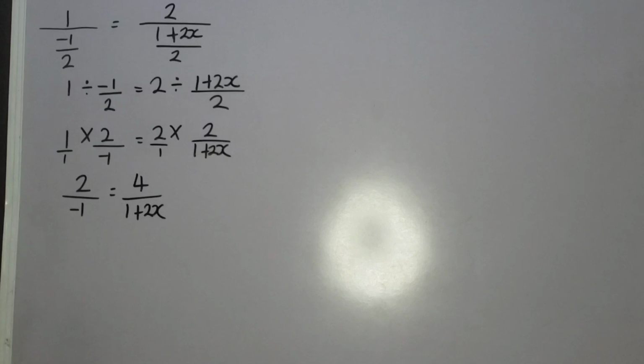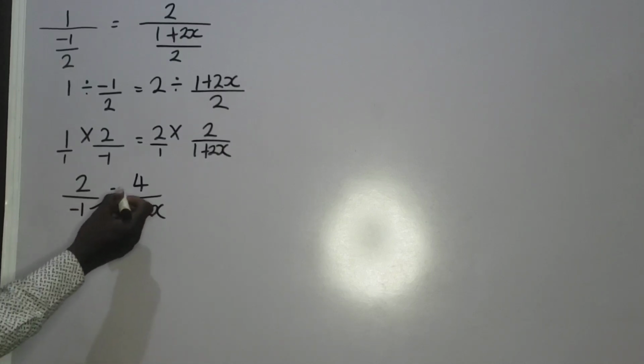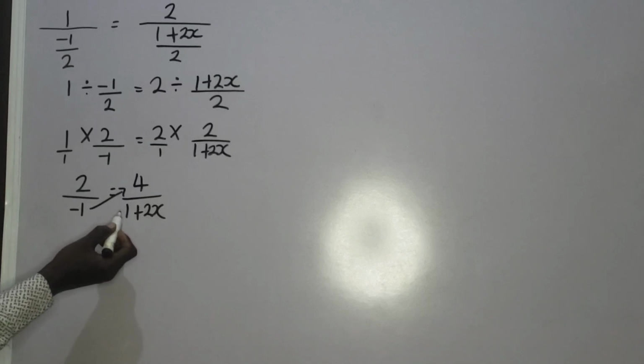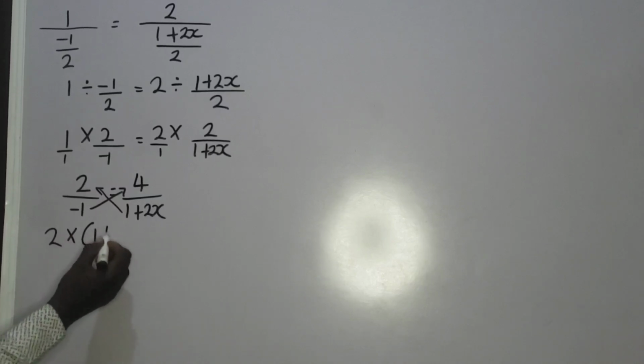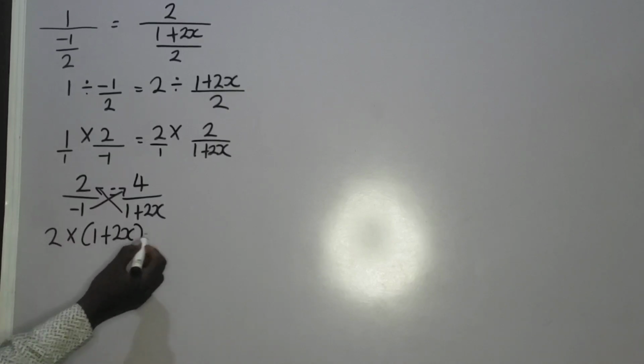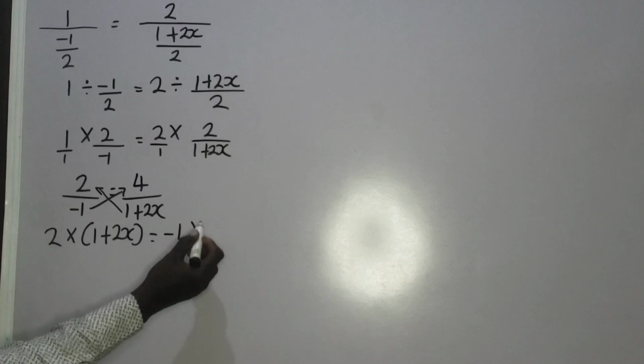Okay, from this point we can simplify. Do you understand? We can simplify. Let us take the cross product. If I want to take the cross product, this negative 1 will multiply this 4, and this 1 plus 2x will multiply this 2. You understand? Just like saying 2 multiplied by 1 plus 2x is equals to negative 1 multiplied by 4.